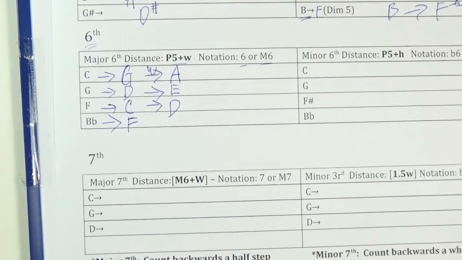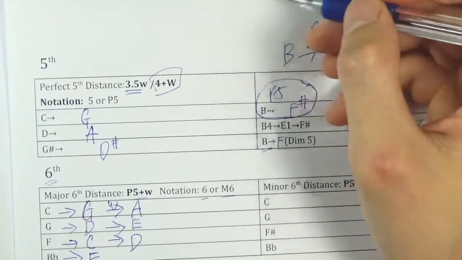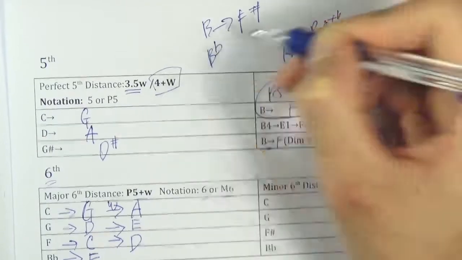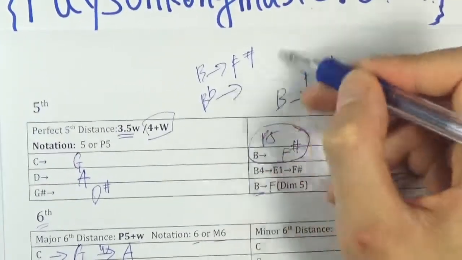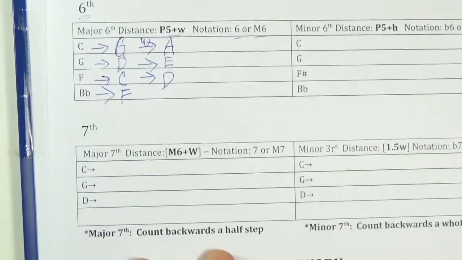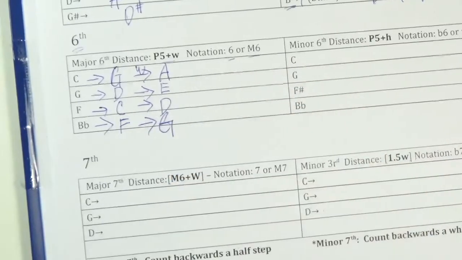Okay, so let's go up here for a second. Okay, so B to F sharp. If you have a B flat as a starting note, you flatten both sides. So F. All right. So B flat to F would be a perfect fifth. F, G. G would be your major 6.